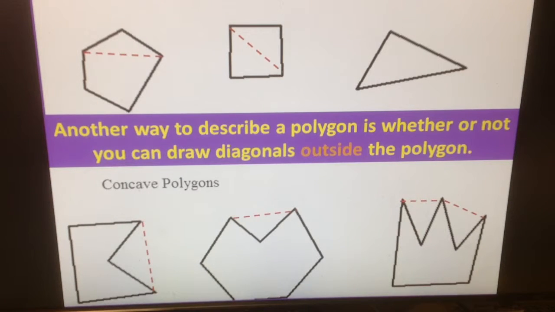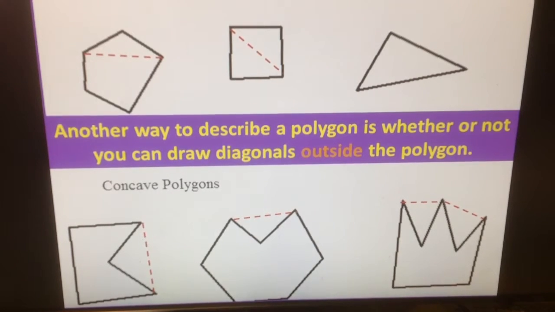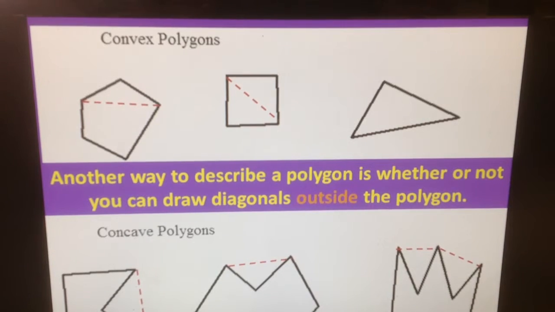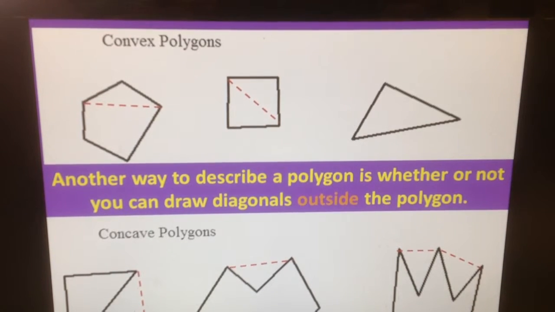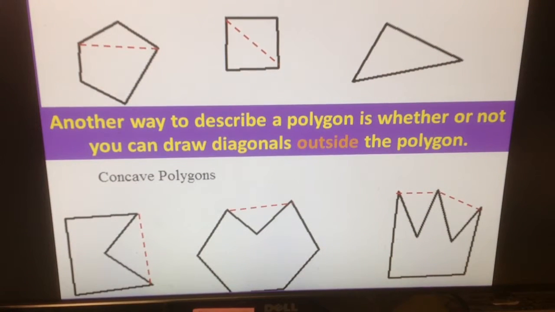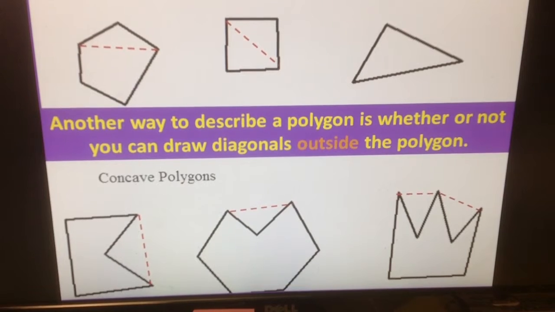Another way to describe a polygon is whether or not you can draw diagonals outside the polygon. So it's hard to see on the screen, but we have convex polygons on the top. Convex are ones where all the diagonals are on the inside. And then we have concave polygons on the bottom, and those are ones where 1 or more diagonal can be drawn outside the shape.